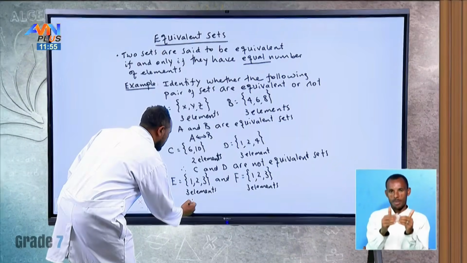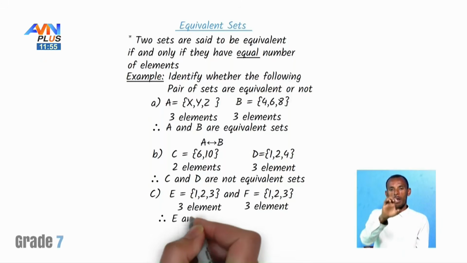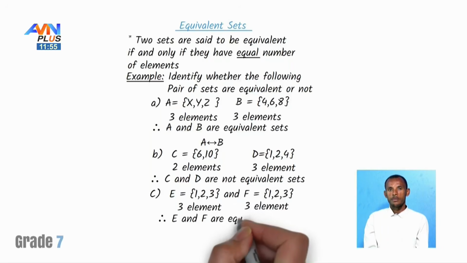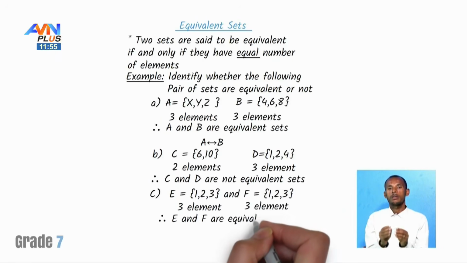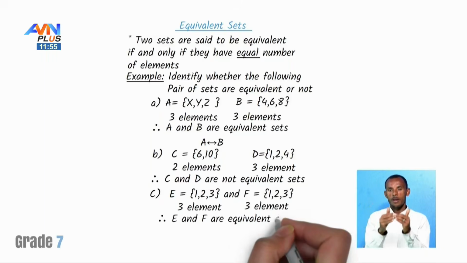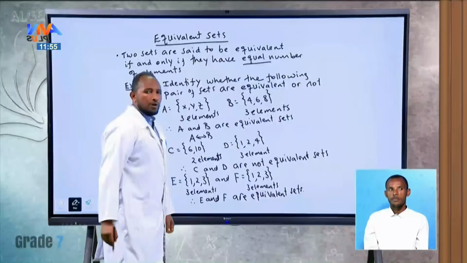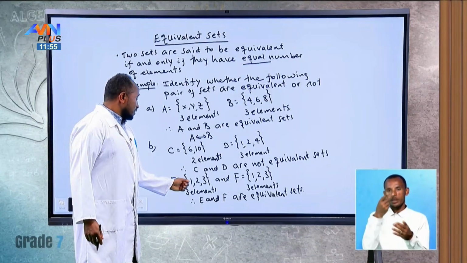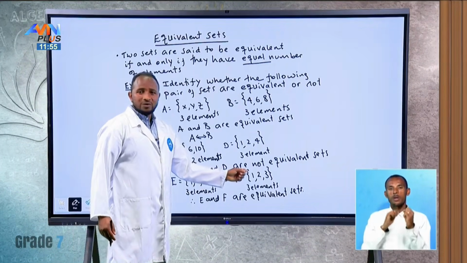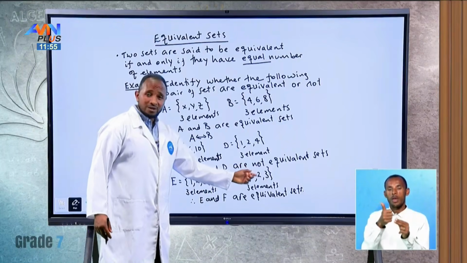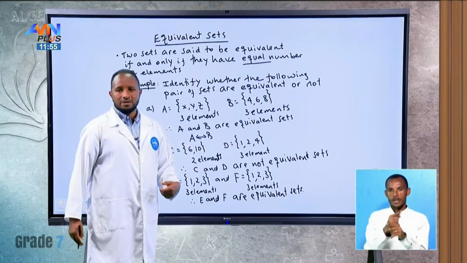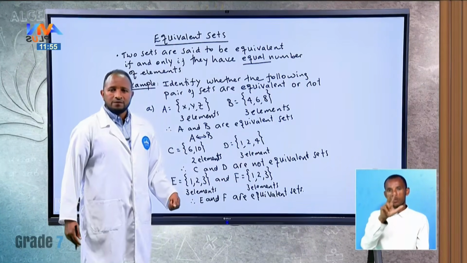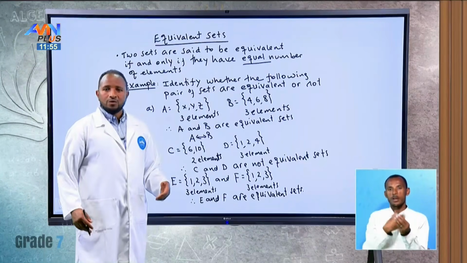Therefore here, E and F are equivalent sets. Okay, now here, what we have seen earlier, when we compare these two sets, not only equivalent, they are also equal. They have exactly the same elements. The elements here are 1, 2, 3. And again here, the same elements are there. Therefore, these two sets, in addition to equivalent, they are also equal.